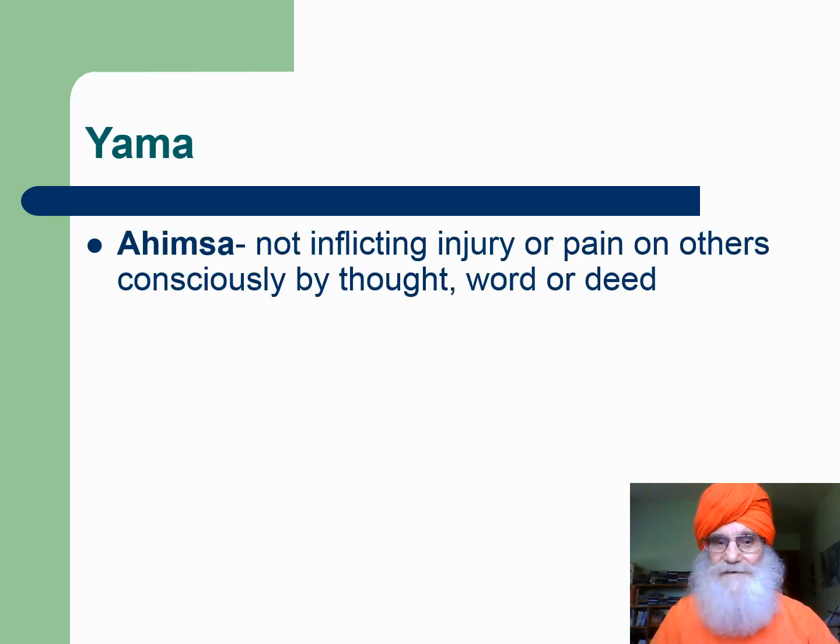So ahimsa is the first principle. It means not inflicting injury or pain on others consciously, that's a big thing there, by thought, word, or deed. So if unconsciously you drop something and hit someone's toe, that's not against ahimsa. It was not intentional. But when we have intention, that is important. So intentionally, we shouldn't inflict pain on others. And sometimes, what you say is worse than what you do. Sometimes your words are harsher than if you hit somebody. So we have to control that also. So this is what we have to do.